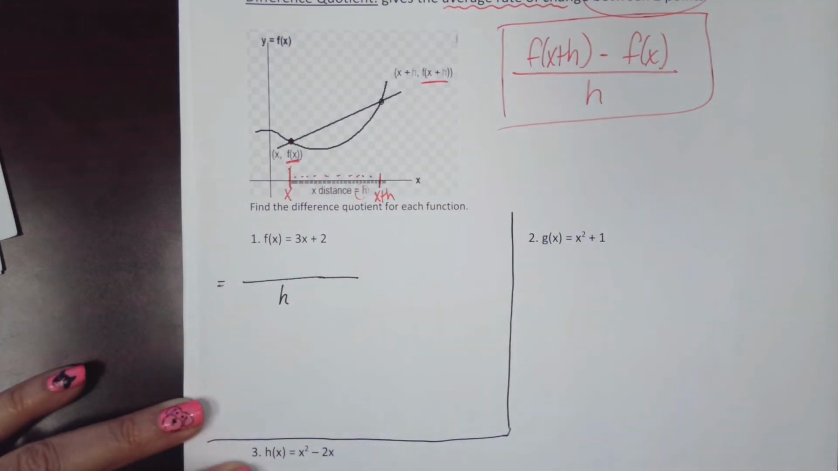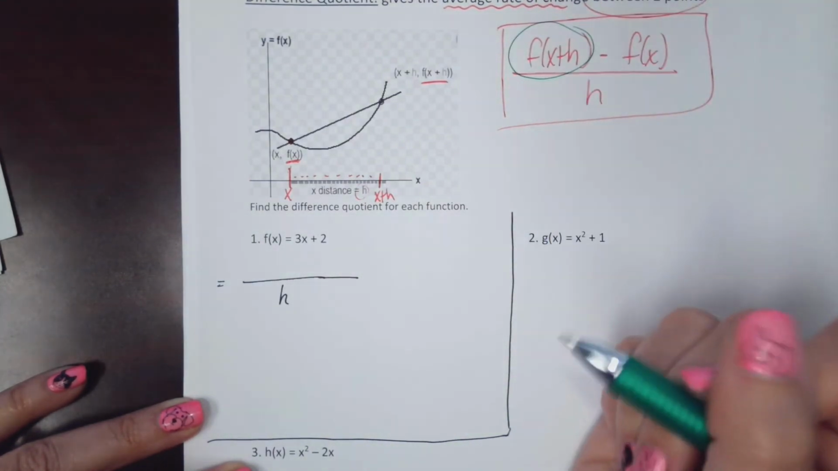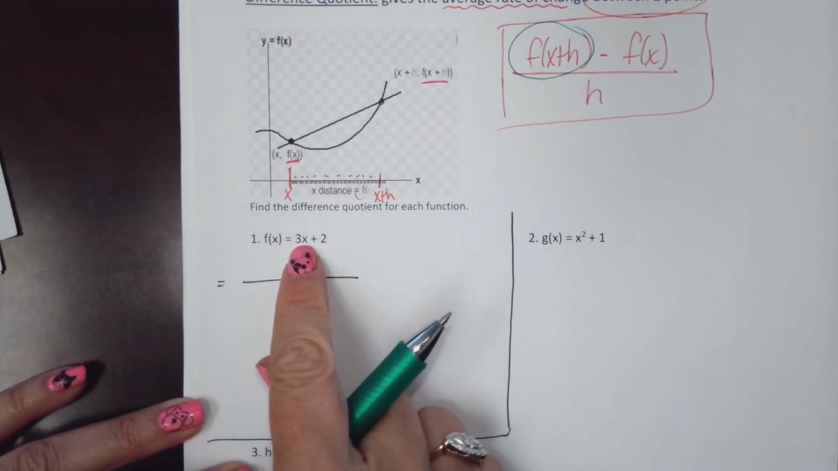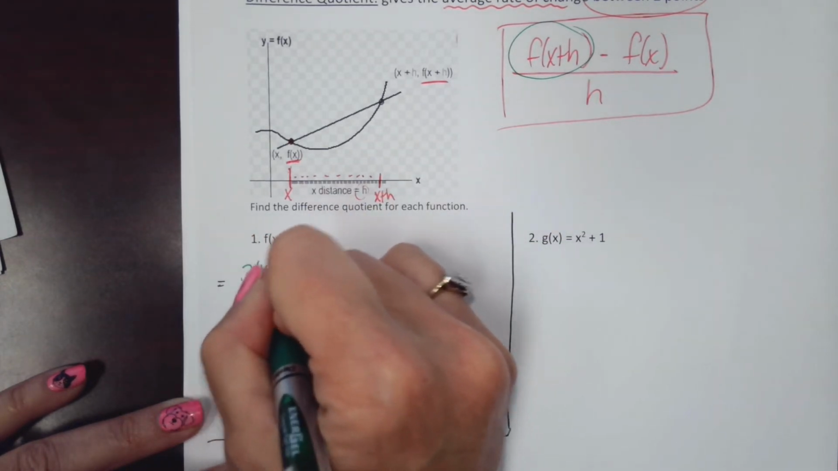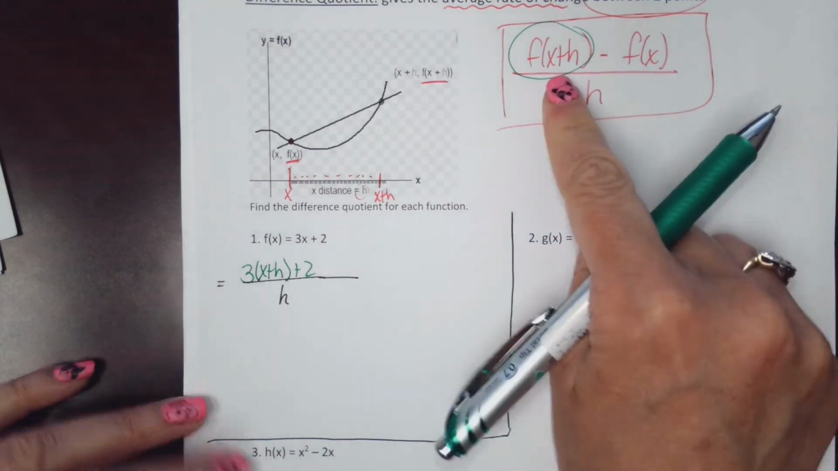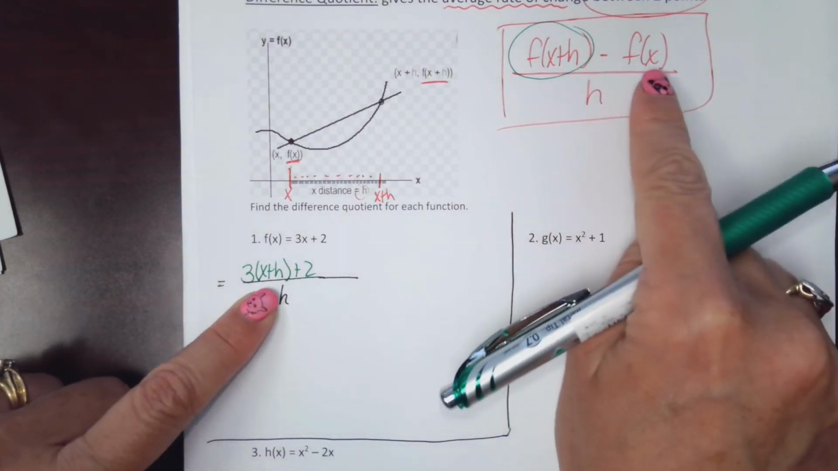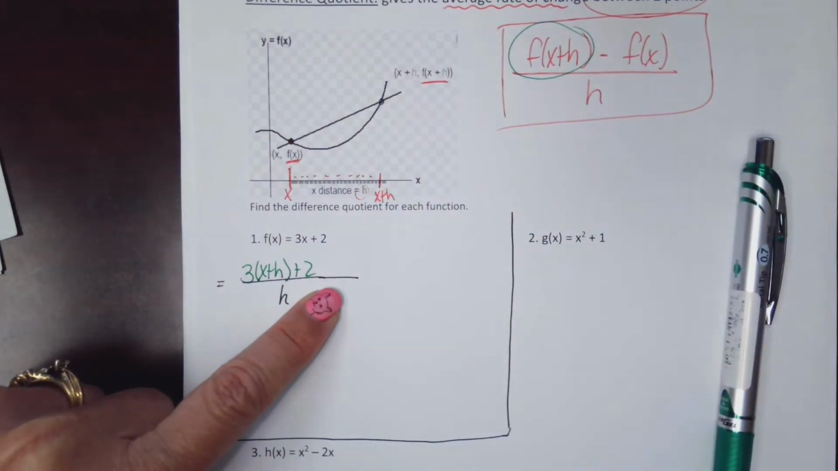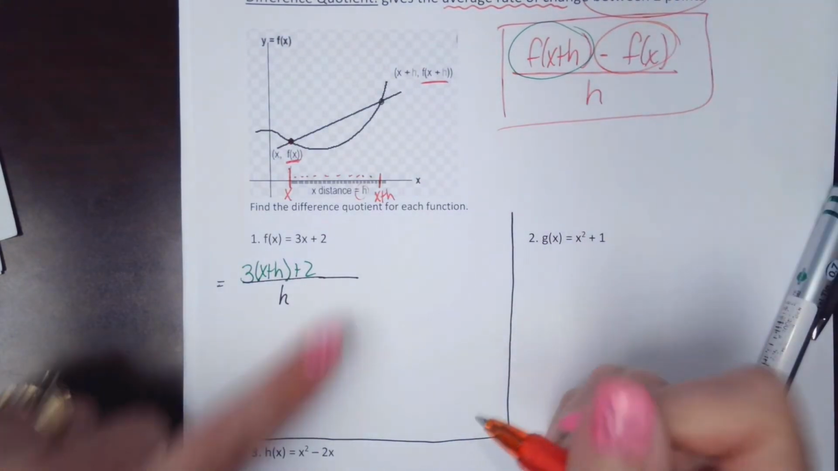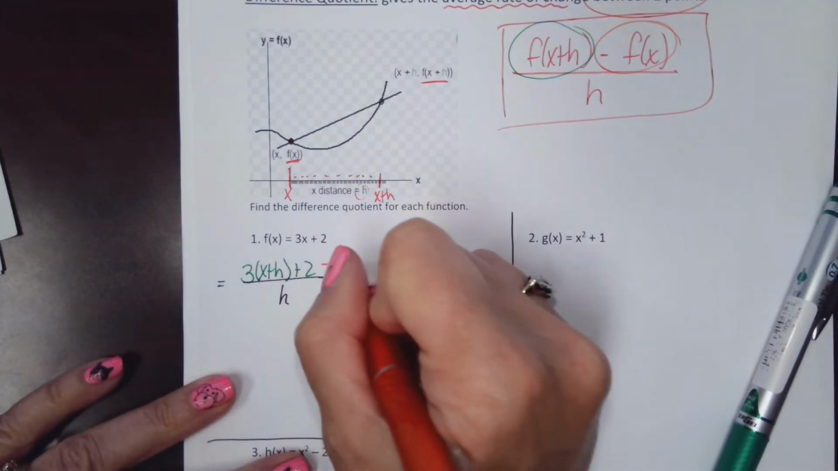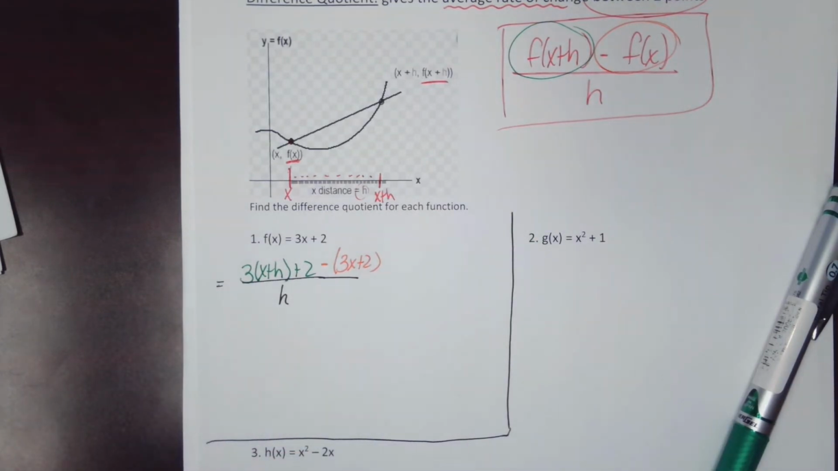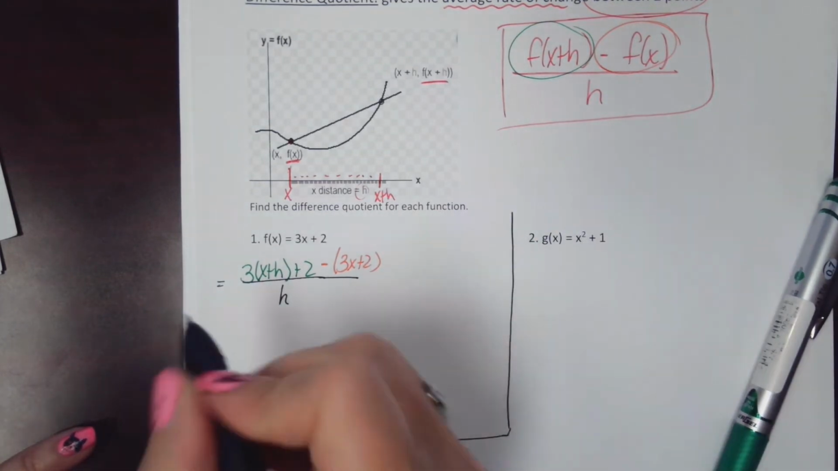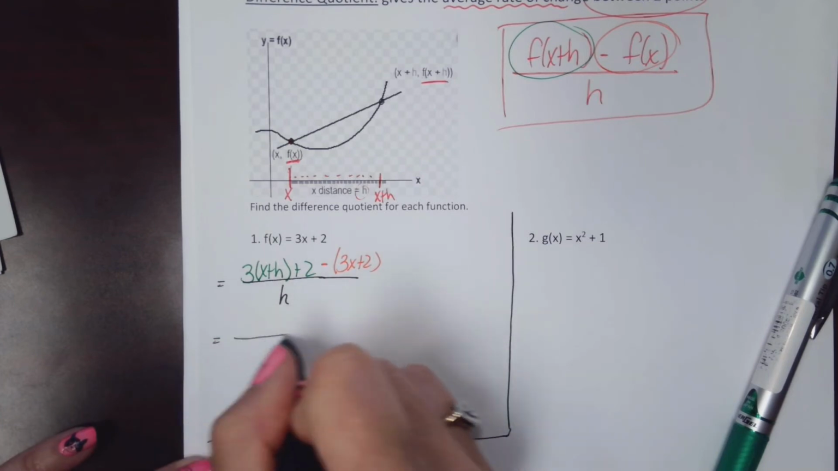And then my next step, in the numerator, I'm going to start with f of x plus h. So anywhere I have an x, I replace it with x plus h. So that would be 3 times x plus h plus 2. That's this first piece. And then the second piece says to subtract the original function. So I'm going to say minus, and then parentheses are important, subtract the original function. Now parentheses are important here because I have to make sure I distribute that negative.